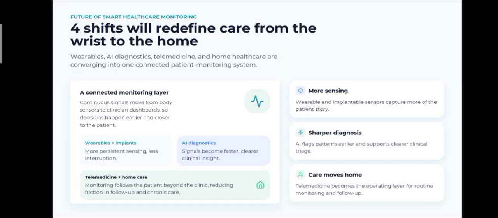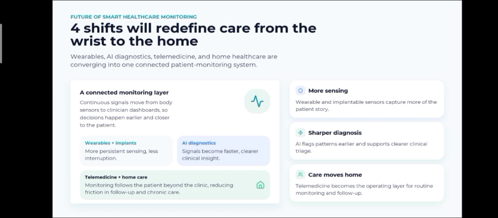Looking at the future, we expect more advanced wearables and implantable sensors. AI diagnosis will become more capable. Telemedicine and home healthcare can also become more connected. Overall, healthcare is moving towards continuous and predictive monitoring.